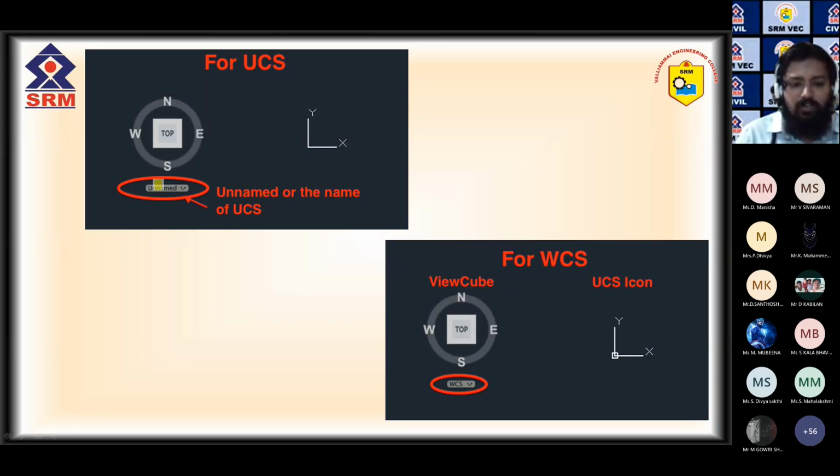Here you can name it accordingly with your name. Here WCS is going to be the world system, so that you cannot change. So preferably you can go with the user system, then you can convert that into a WCS. Or if you are going for a 3D diagram, you can go for this.